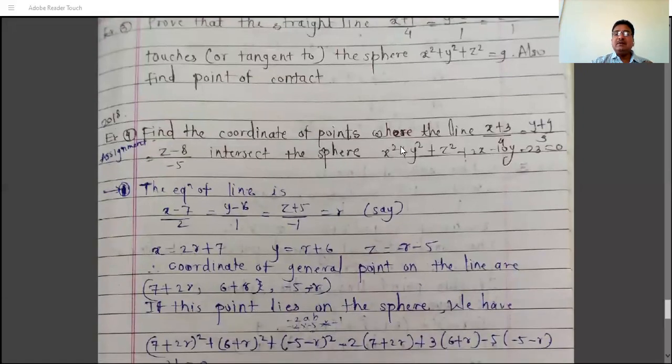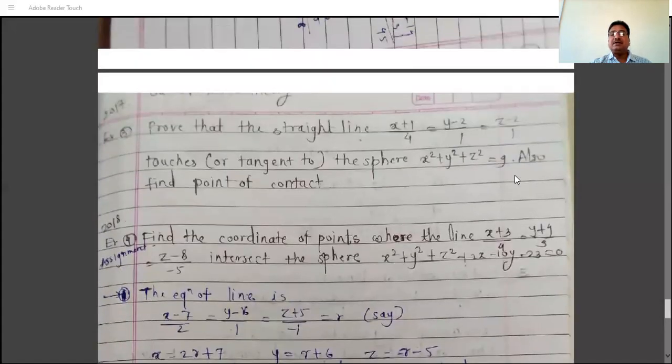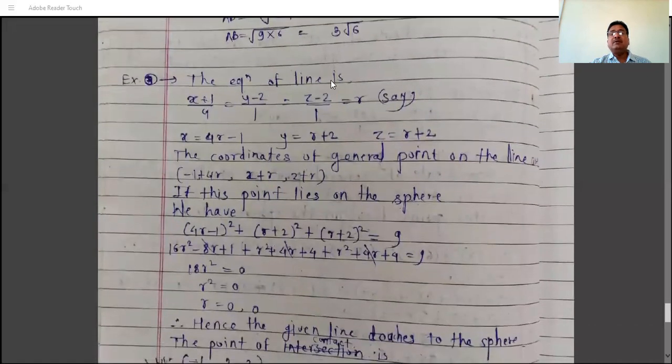In the previous problem, the equation of the sphere was in the general form. In this case, the equation of the sphere is in the standard form. So the procedure of the answer of the problem is the same, and we can solve the problem. Let the equation of the line be equal to r. Then (x plus 1) by 4 is equal to r gives x is equal to 4r minus 1. (y minus 2) by 1 is equal to r gives y is equal to r plus 2, and (z minus 2) divided by 1 is equal to r gives z is equal to r plus 2.